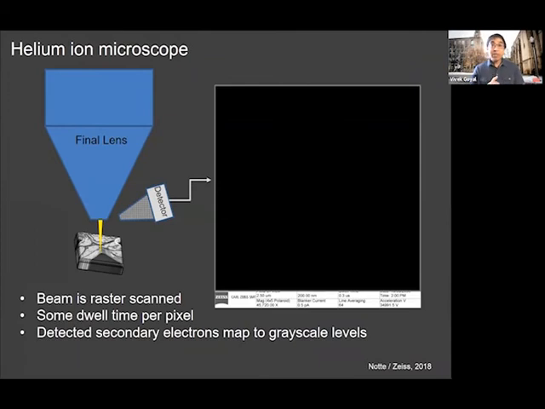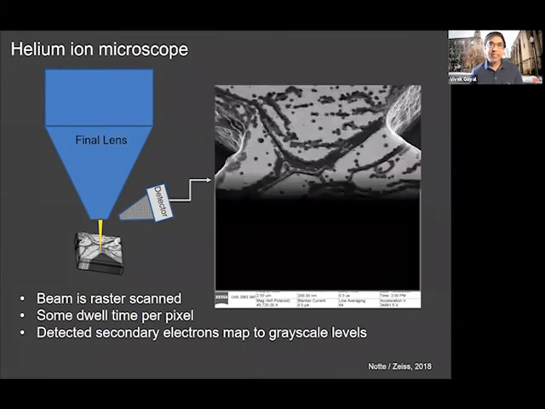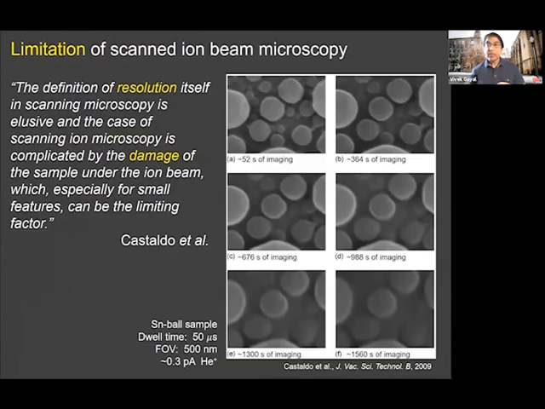All right, the imaging is achieved by raster scanning of a beam with some fixed dwell time per pixel. The detected secondary electrons are then mapped to grayscale levels. And I guess this is the last place in the talk where there would have been a video that shows how the raster scanning proceeds and forms the image.